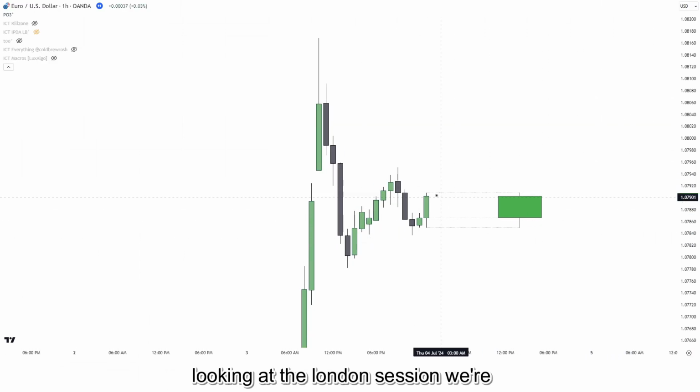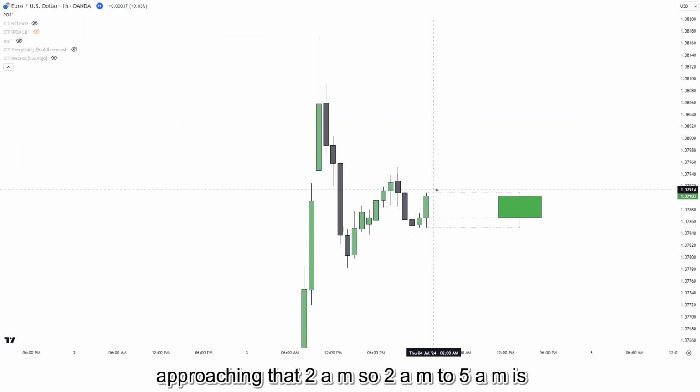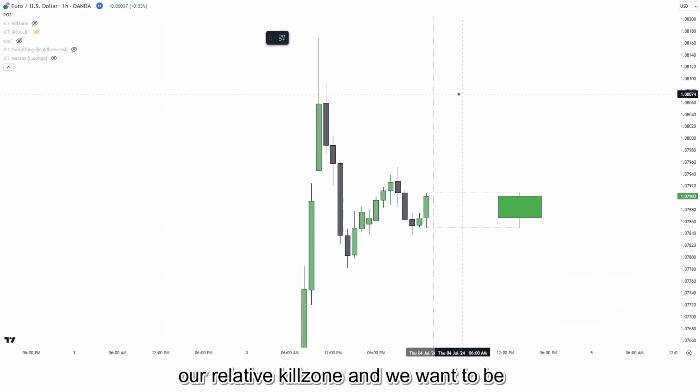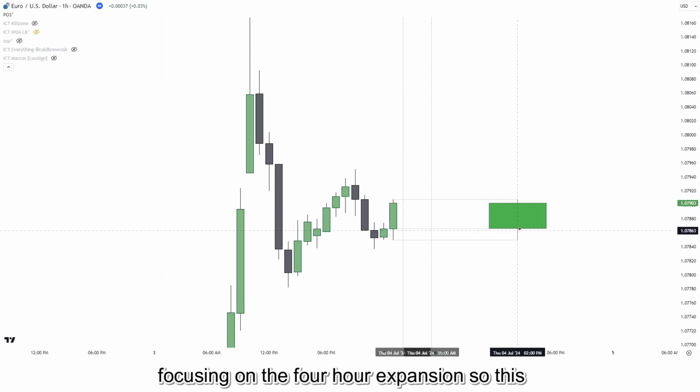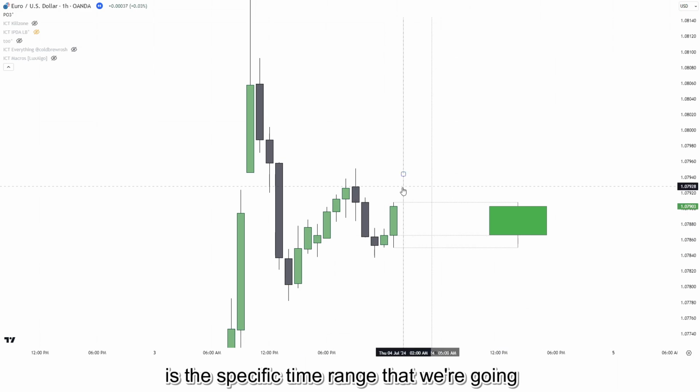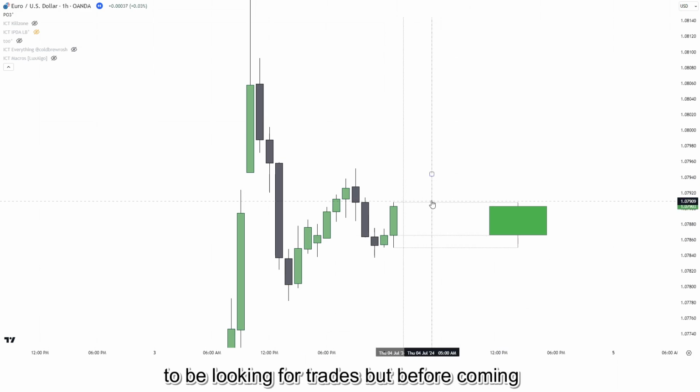So boom, we're looking at the London session. We're approaching that 2 a.m. So 2 a.m. to 5 a.m. is our relative kill zone. And we want to be focusing on the 4-hour expansion. So this is the specific time range that we're going to be looking for trades.